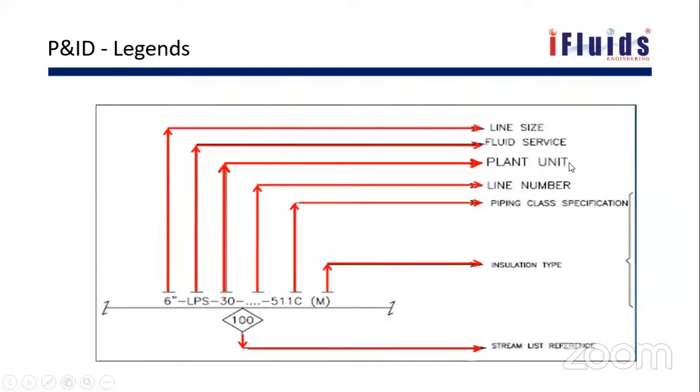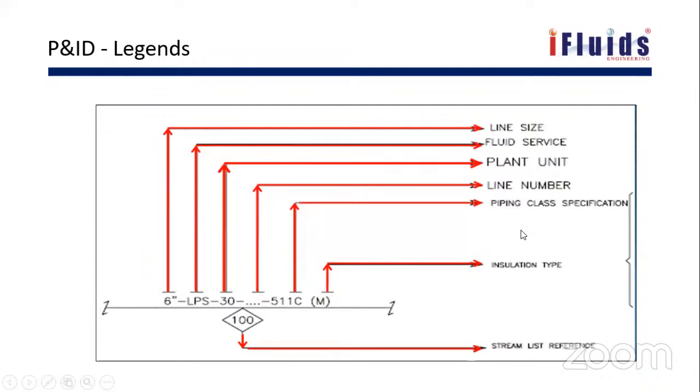30 is the plant unit. If you take a refinery, there will be some 40 to 50 units in a refinery, so for that we should have a numbering. And then the next is the line number. In your plant, you will have thousands of line numbers, so you'll start a series like 1001, 1002, 1003, like that.